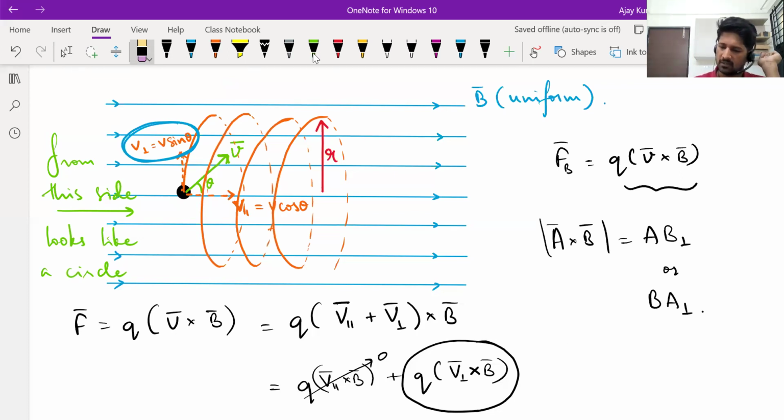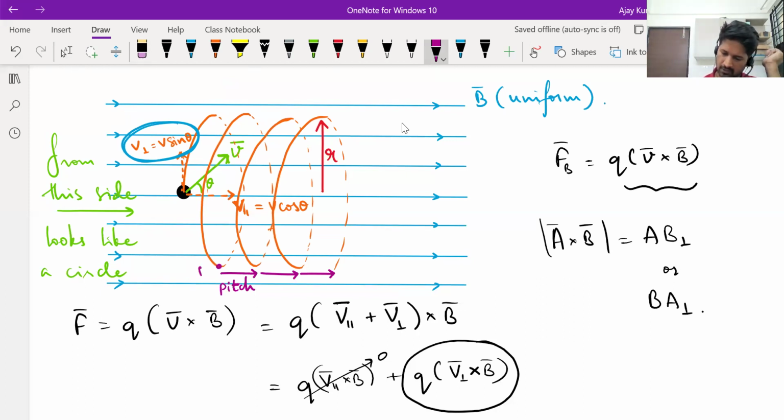Okay. What I mean to say is this distance will be equal to this distance, will be equal to the next distance and so on. What do we call this distance? We call it the pitch of the helix. So it executes helical motion with a uniform pitch. Pitch is basically the distance moved forward by the time it completes one revolution.